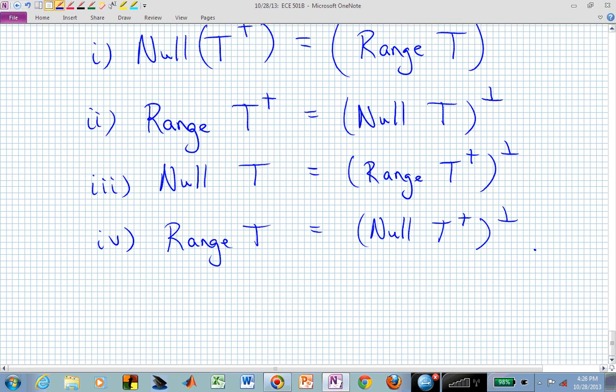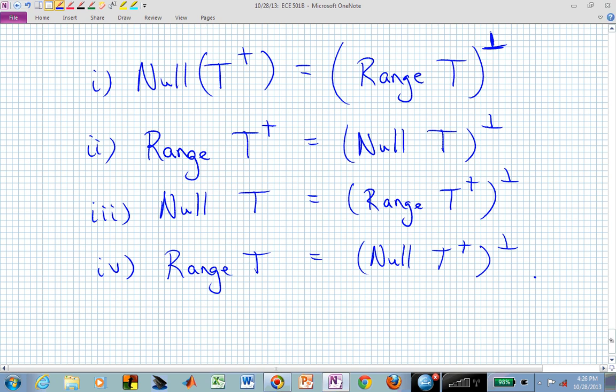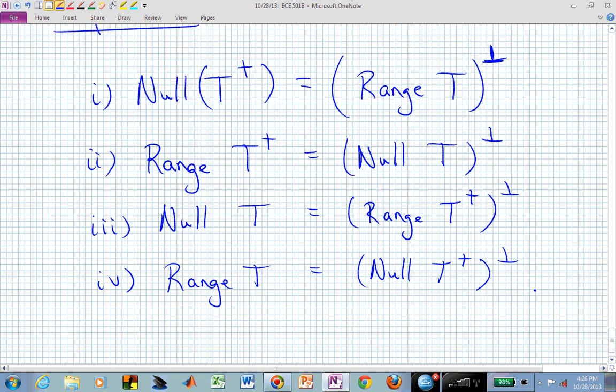Let's prove a few of these. If I took the orthogonal complement of the first one, then that's going to give me the range of T on the right, and on the left, it's going to give me the orthogonal complement of the null space of T. So if I prove a couple of these, then we can get the others by just taking the orthogonal complement of the ones I've proven. That's sort of the idea.